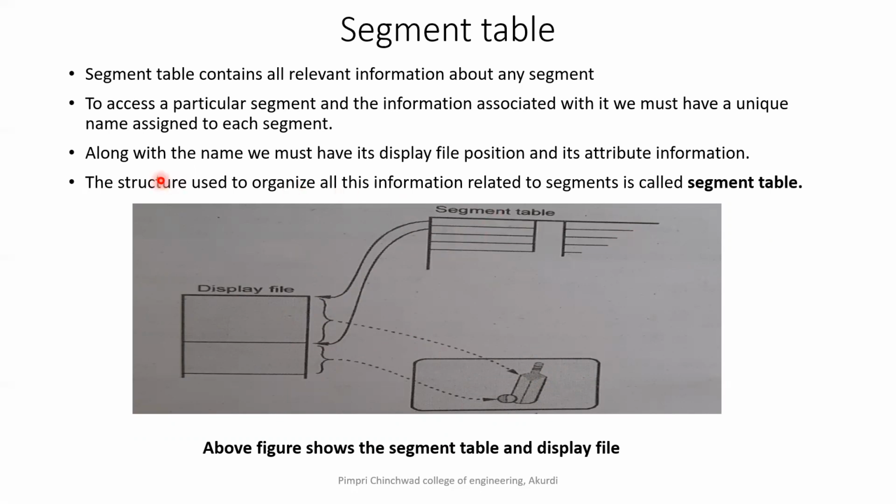Now, to access a particular segment and the information associated with it, a unique name must be assigned to each segment. So each segment must have one unique name. Along with the name, it must have the display file position and its attribute information. All these informations are stored in the data structure called the segment table.